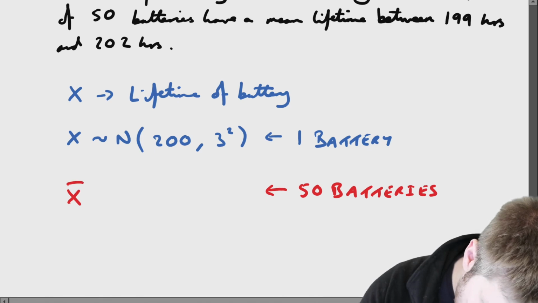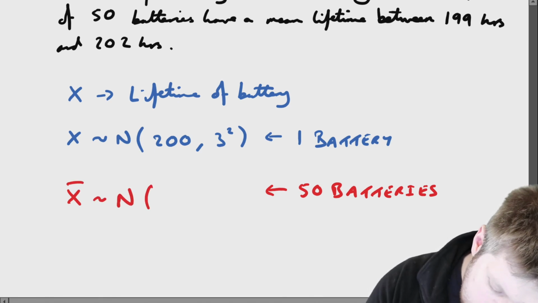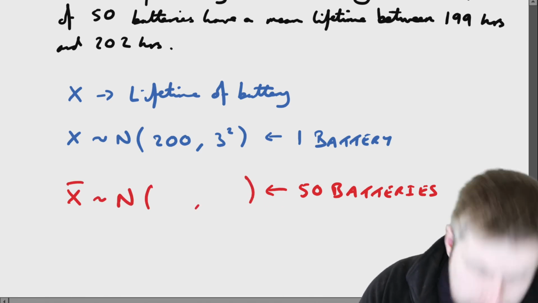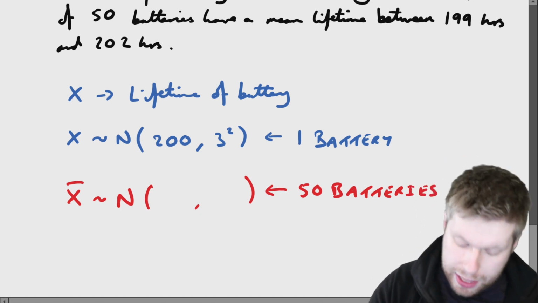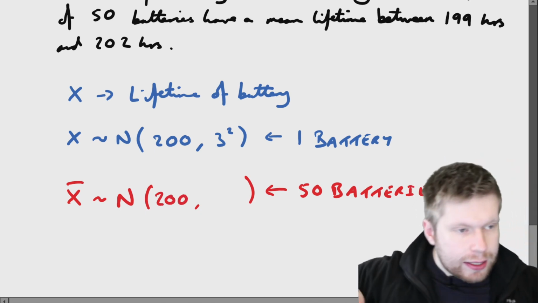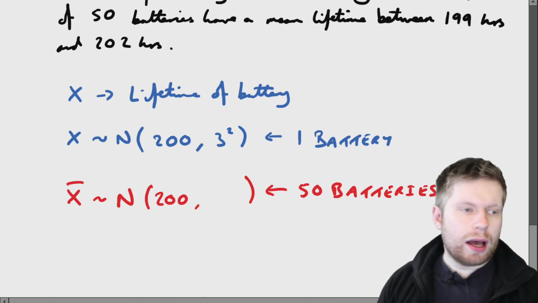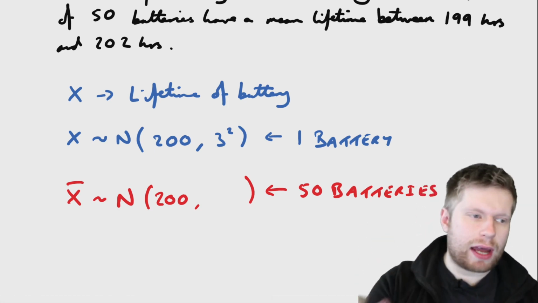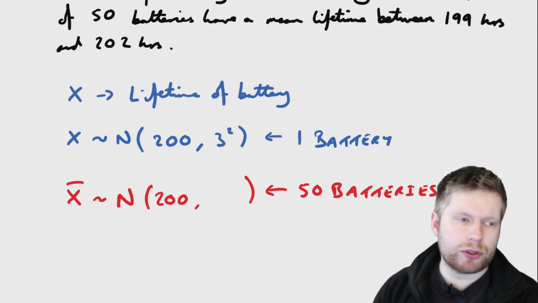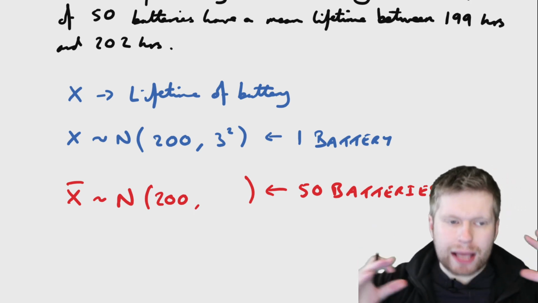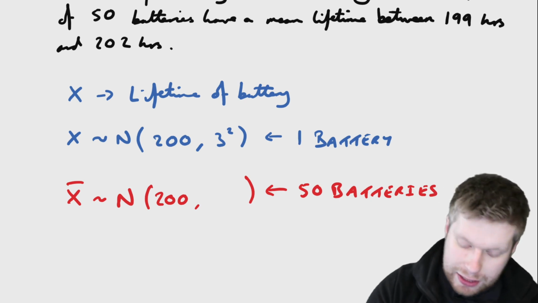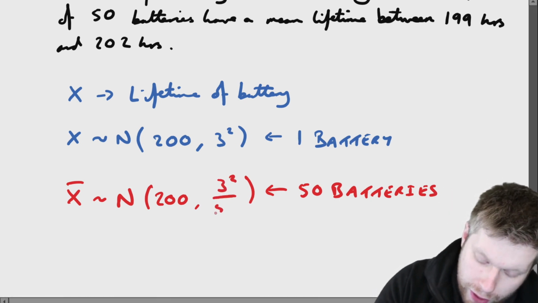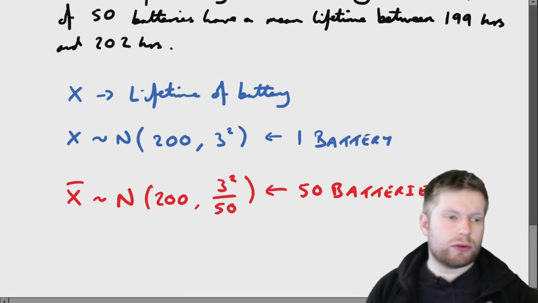So I'm going to write X bar. Okay, I know it's going to be normally distributed. The mean should remain the same as for one battery, so the mean shouldn't change. It should just become more centered. So if the mean lifetime of one battery is 200 hours, the 50 batteries should still have an average lifetime of somewhere close to 200 hours as well. But the variance should dramatically decrease. Remember that the variance decreases by a factor of n. So in this case, it decreases by a factor of 50.